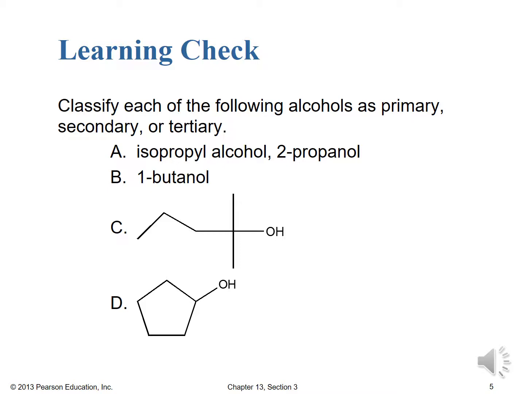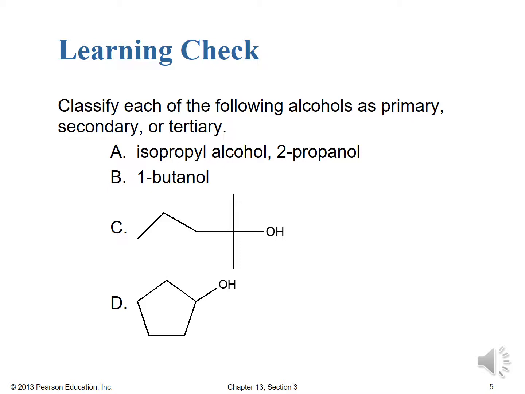So for A, that's two different ways of naming the same thing, right? Isopropyl alcohol is the common name, 2-propanol is the IUPAC name, so there's just one compound there, two different ways of naming it that I've provided. And then B is 1-butanol, and C and D are those structures.